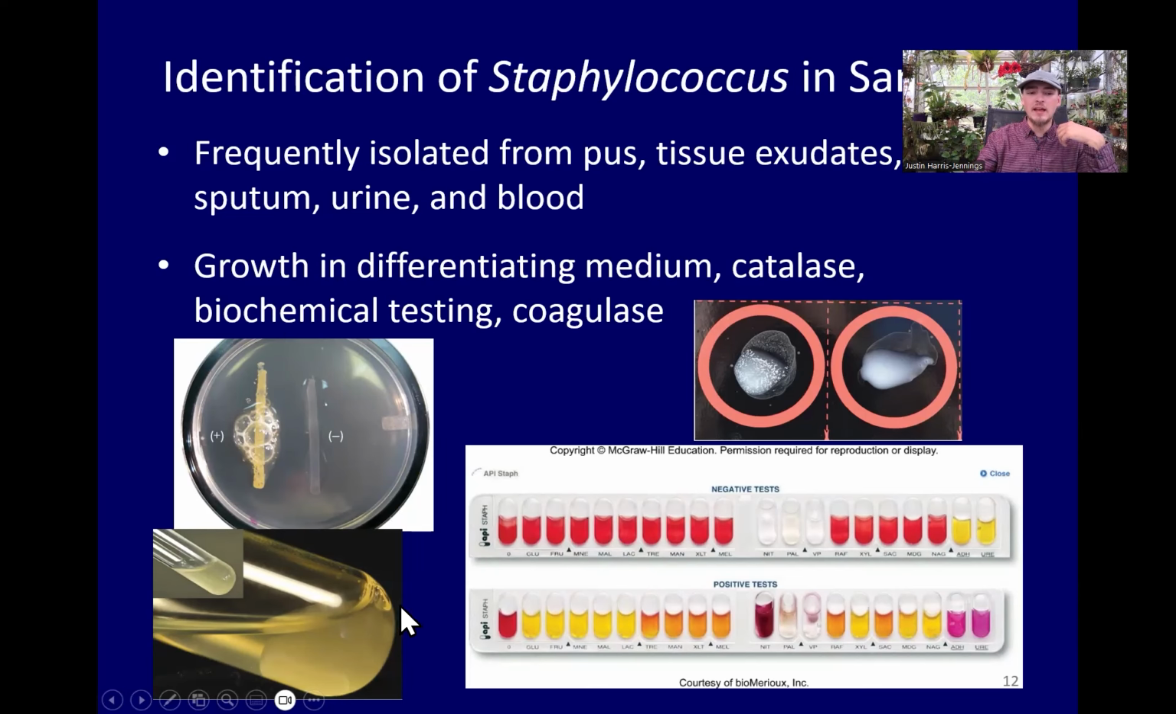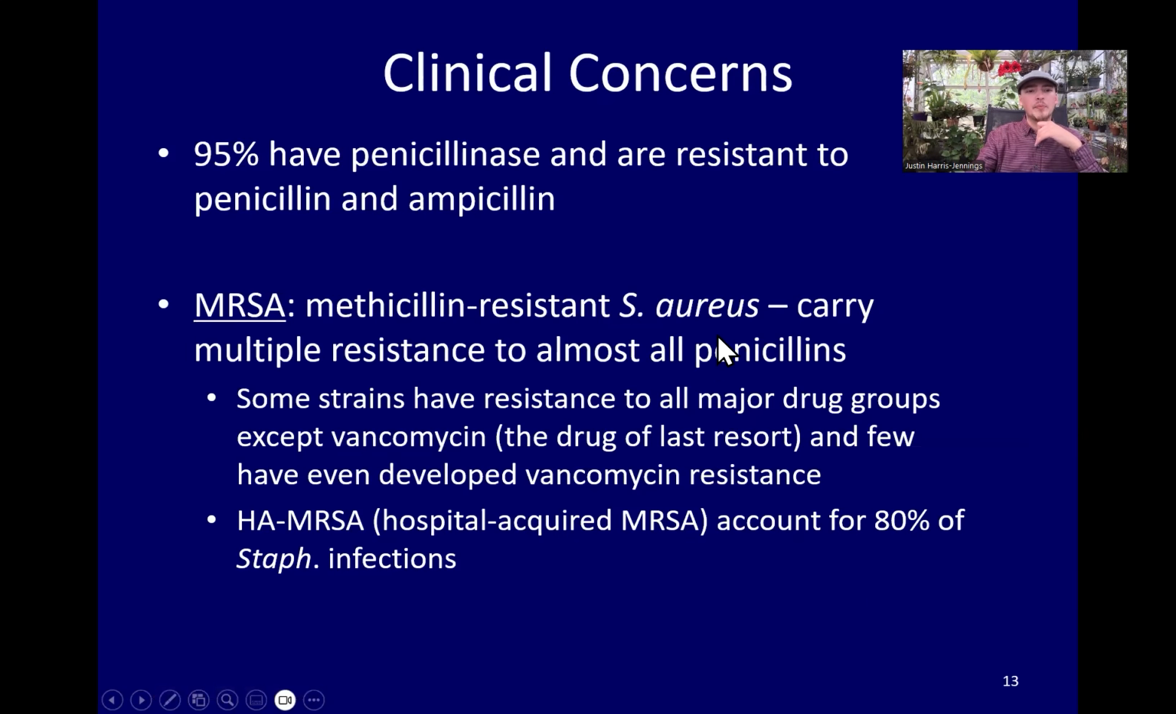We can also utilize the coagulase test, where we put the bacteria in some plasma to see if it creates that fibrin clump. And we can also test the different medias that it grows on to specifically identify what bacteria it is, and we can also visualize it under the microscope.